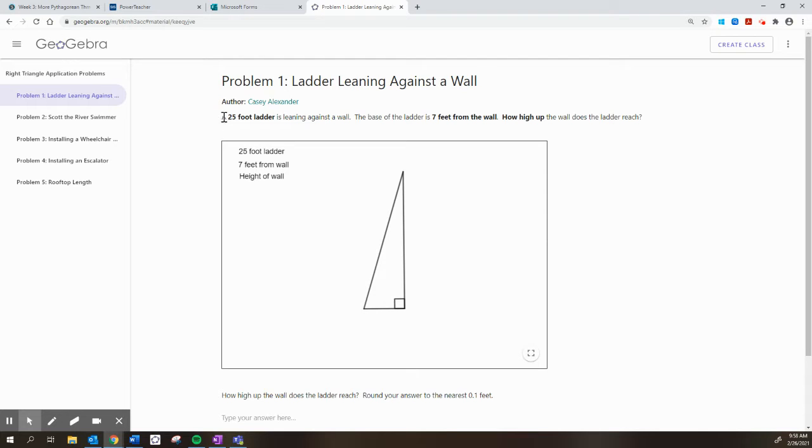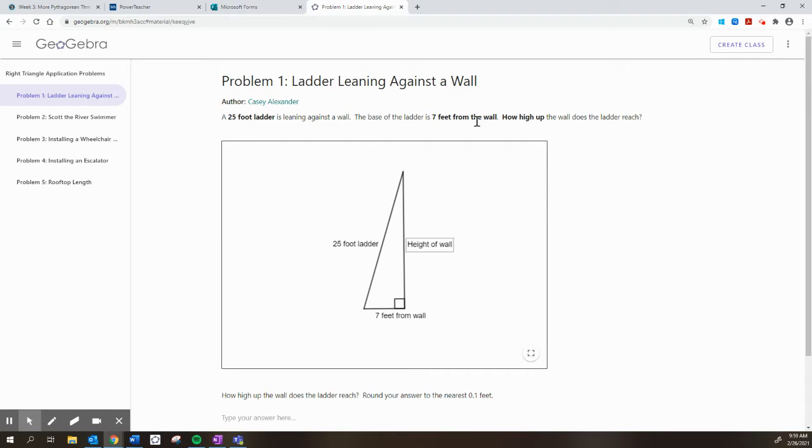The first one we looked at was about a ladder. It says a 25-foot ladder is leaning against a wall. So you have a triangle here, and I'm going to label this as I go. The ladder is leaning, so that looks like the ladder side. The base of the ladder is 7 feet from the wall, so the bottom of the ladder is here and the bottom of the wall is here. How high up the wall does the ladder reach? I label this as the height I'm looking for.